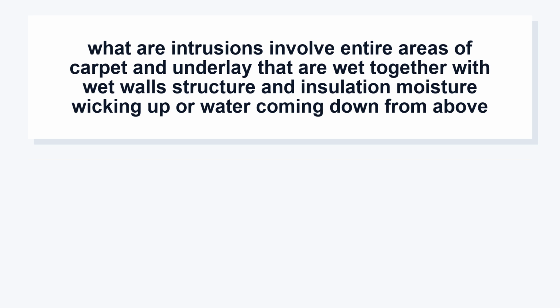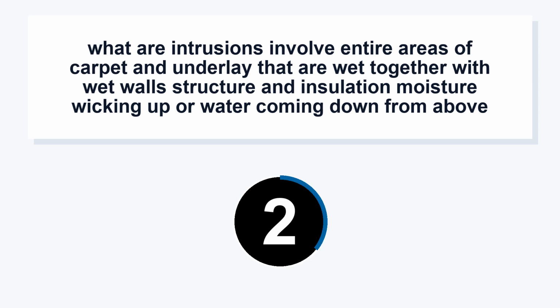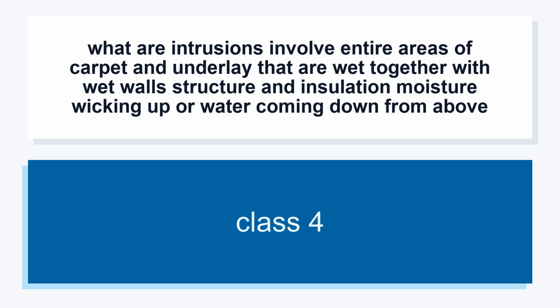Water intrusions involve entire areas of carpet and underlay that are wet together with wet wall structure and insulation, moisture wicking up, or water coming down from above. Class 4.